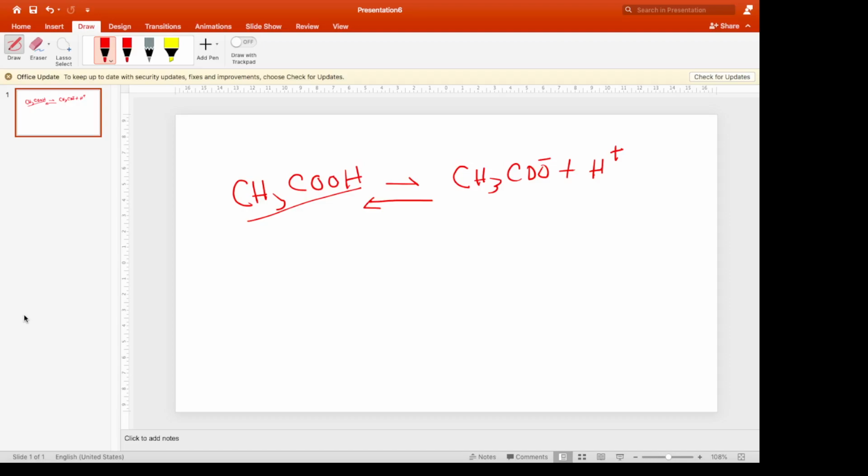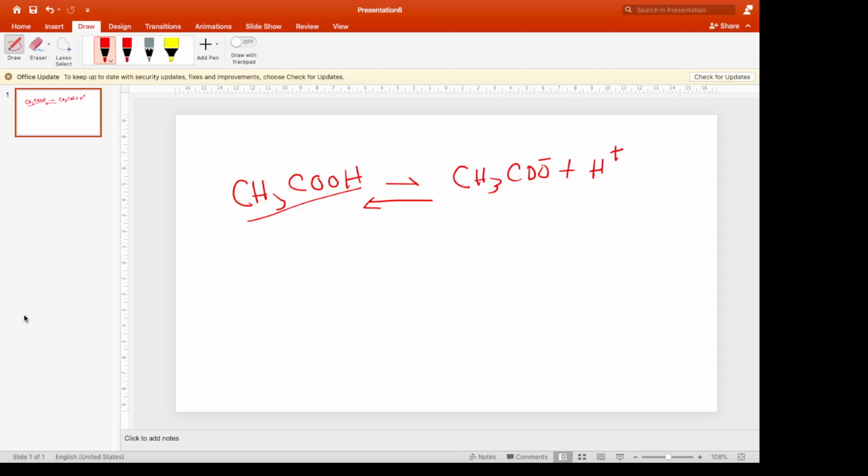Okay, so now if you add a small amount of base, for example sodium hydroxide, sodium hydroxide will donate OH group, right, and this OH group will react with this proton. After reacting, what will it form? It will form water, okay. So that's how it will try to maintain the pH, okay.